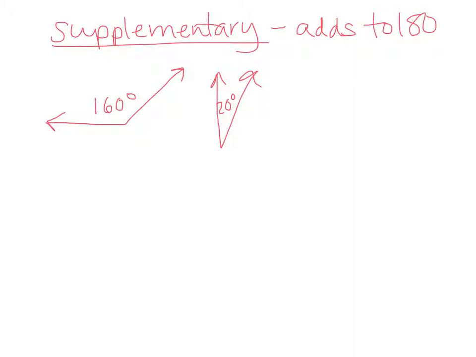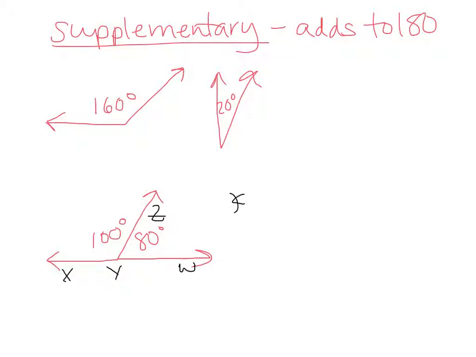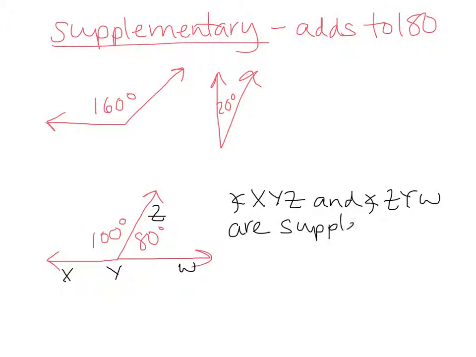Okay, supplementary angles, as complementary angles too, could be adjacent. So I could say, hey, here is a 100-degree angle, and then I'm going to say here's an 80-degree angle. These two angles, let's give them names, X, Y, Z, and W. So we can say angle XYZ and angle ZYW are supplementary and adjacent.